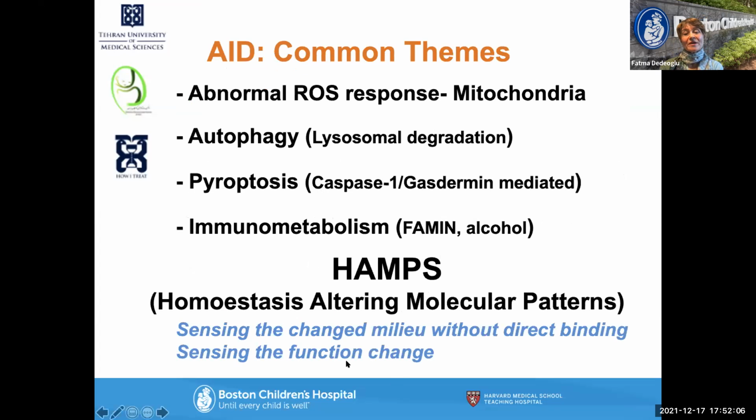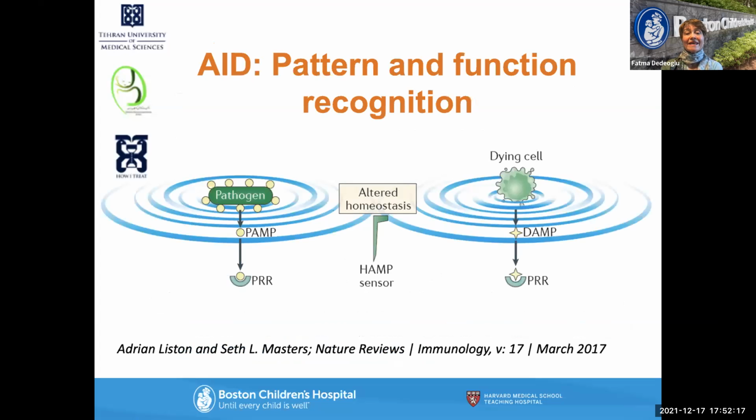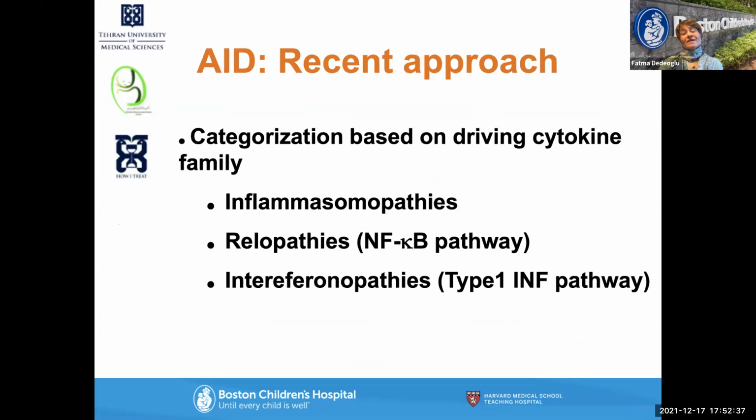So I just want to mention what is more recently called HAMS, homeostasis altering molecular patterns, because this is likened to throwing a stone in a lake: you wouldn't see the stone, but you may feel the waves coming at you. This is how in the immune system the cells talk to each other sometimes, as a pattern, which is happening with the pyrin inflammasome at times. And with so much information, categorizing these diseases becomes an issue again.